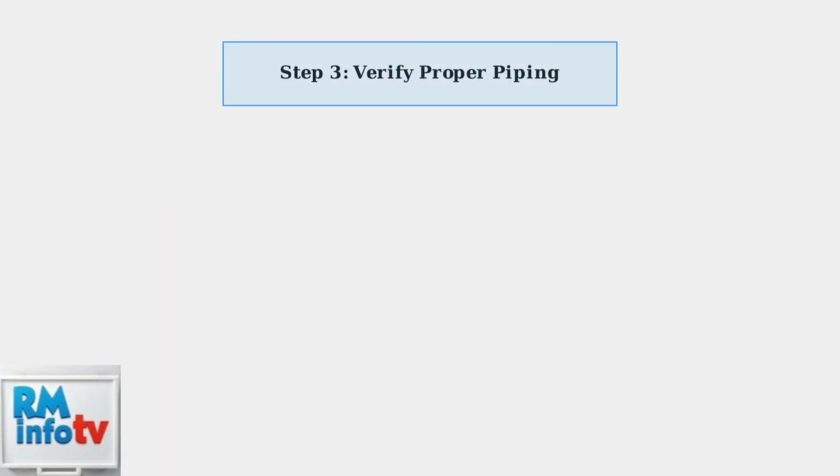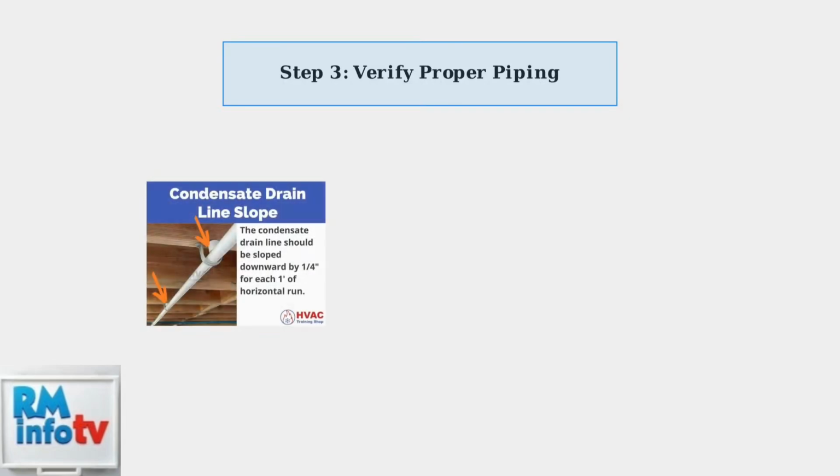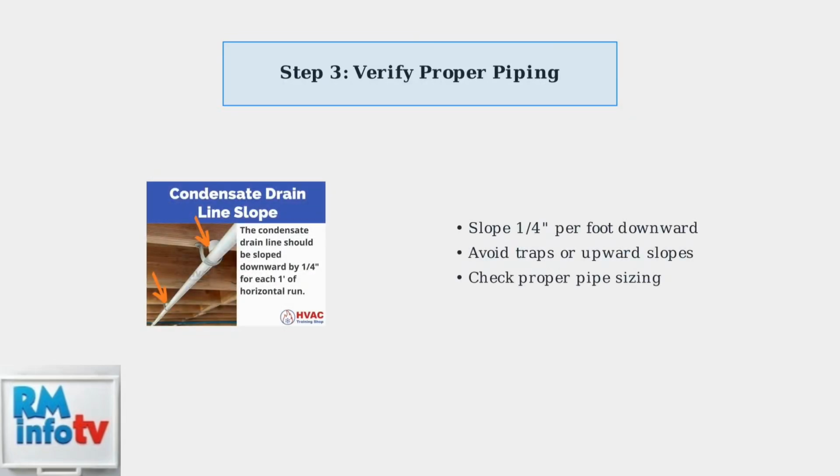Ensure the condensate line is properly sized and sloped downward. The line should slope 1/4 inch for every foot of horizontal run. This image shows the correct slope for a condensate drain line. Avoid traps or upward slopes that can cause water to back up.